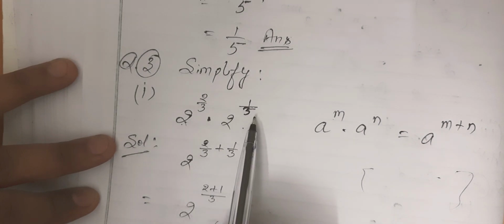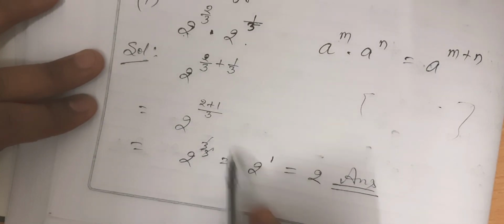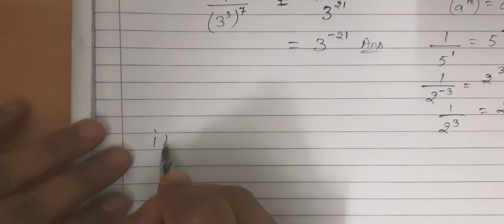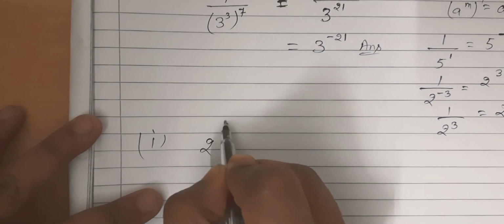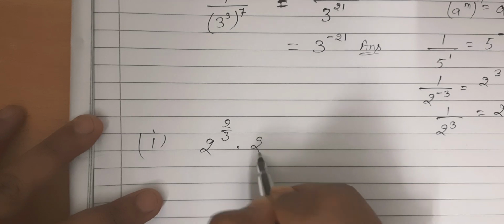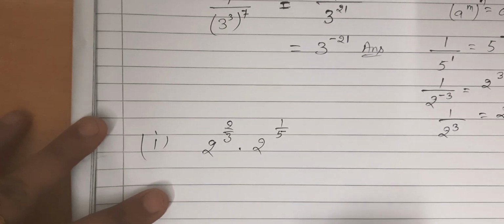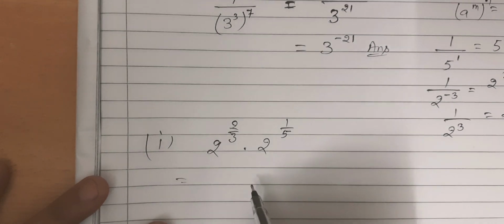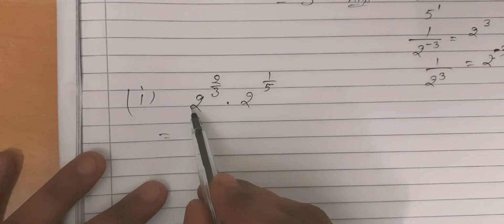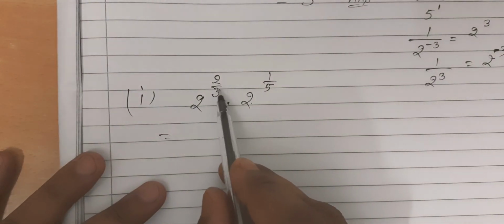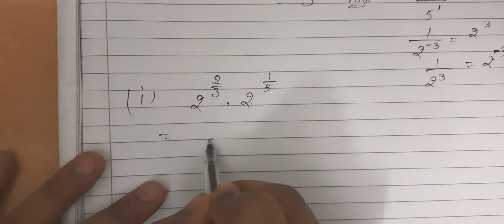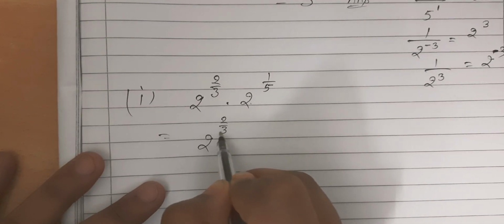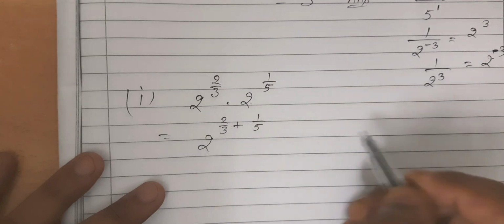So here I have written 3. If it is 3, then this is correct, but the question is actually 2 raised to the power 2 by 3 multiplied by 2 raised to the power 1 by 5. I thought it's 3 only. So it's again the same base, different power and multiplication sign. So we can add the powers. So 2 by 3 plus 1 by 5.